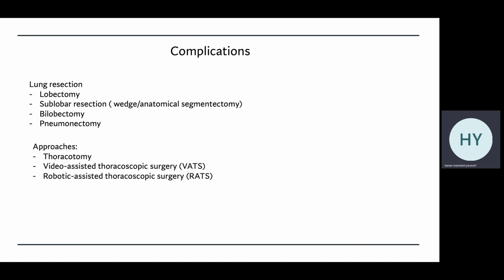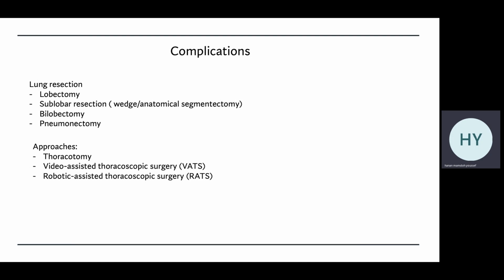There's another one, sublobar resection. Sublobar resection is going to less than a lobe, so you can go through either a wedge or an anatomical segmentectomy. Remember that we talked about the segments before, and that there are 19 segments of the lungs. So if it is a tumor in the lingula, instead of taking the whole left upper lobe, you can take 2 segments out of the 5, and spare more of the lung for the patient.